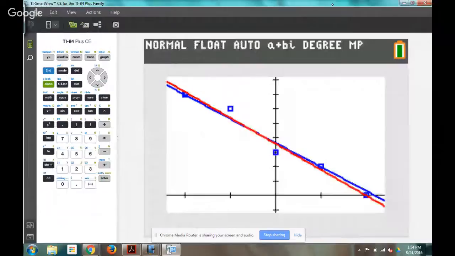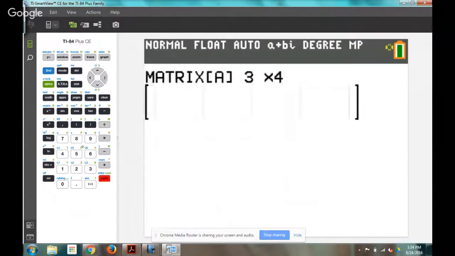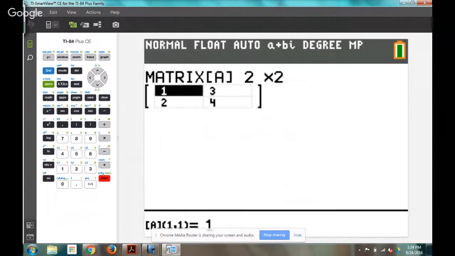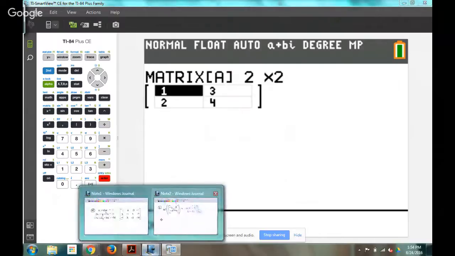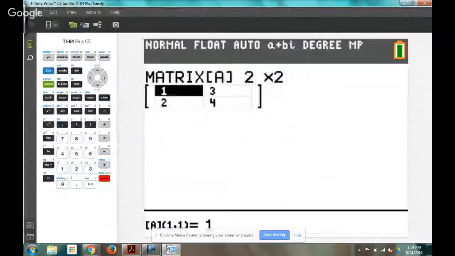All right, so we need to put the matrix in there. Let's just use matrix B that we just did in example B and write that one in there. So second, over to edit. We're doing a 2 by 2, and then put that matrix in there. I've already forgotten what it was: -6, 8, -4, -5.